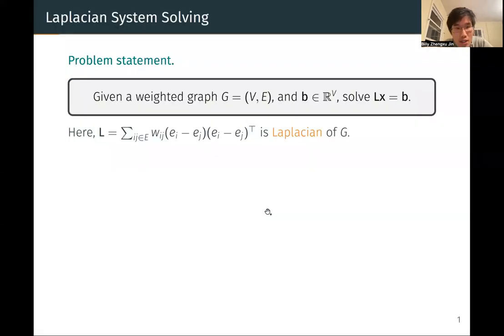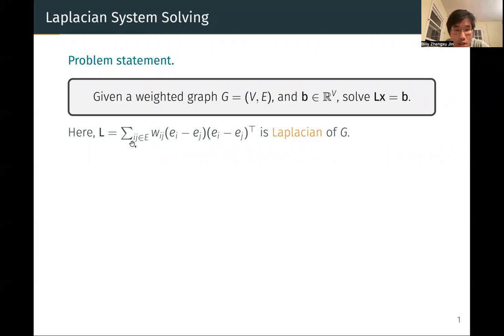The problem we're interested in solving is the following. Given a weighted graph G and a vector of real numbers on the vertices of the graph, the goal is to solve the equation Lx equals b, where L is the Laplacian matrix of G, and it's defined as follows.